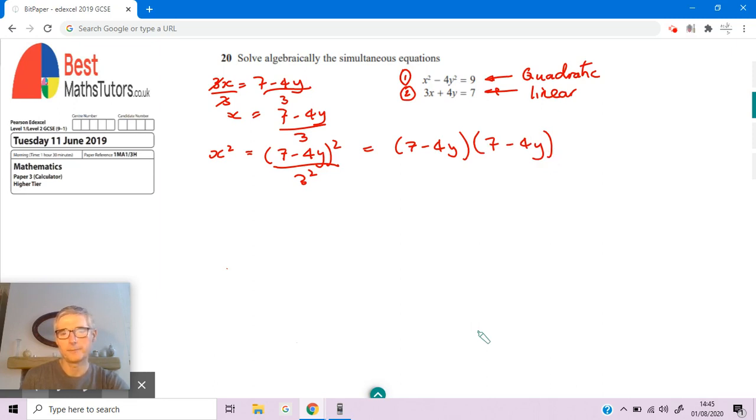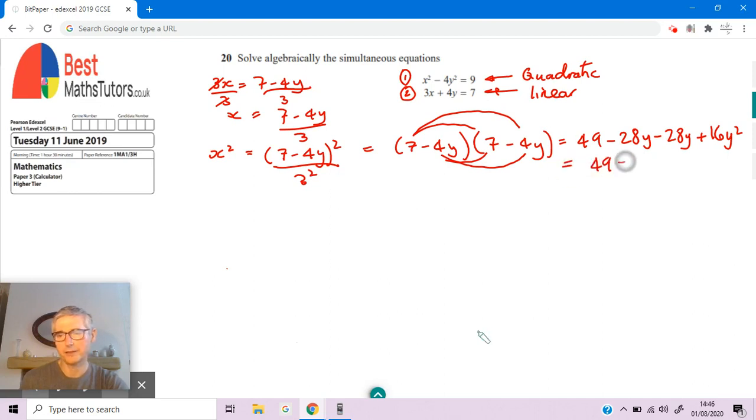I'm just going to look at this bit first. 7 times 7 would give us 49. Then we've got 7 times minus 4y, so 7 times 4 is 28, so that's minus 28y. Then we can do minus 4y times 7, so that's again another take away 28y. Then we've got negative 4y times negative 4y. Because a negative times a negative gives us a positive, it's 4y times 4y, 4 fours is 16, and it's 16y squared, because y times y gives us y squared. If I tidy that up, I get 49 minus 28y minus another 28y gives us minus 56y, and then plus 16y squared.